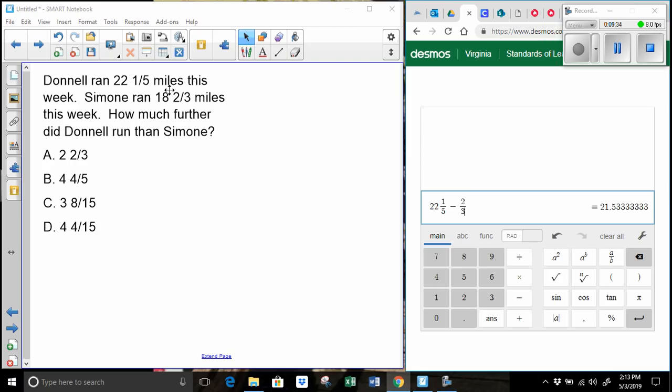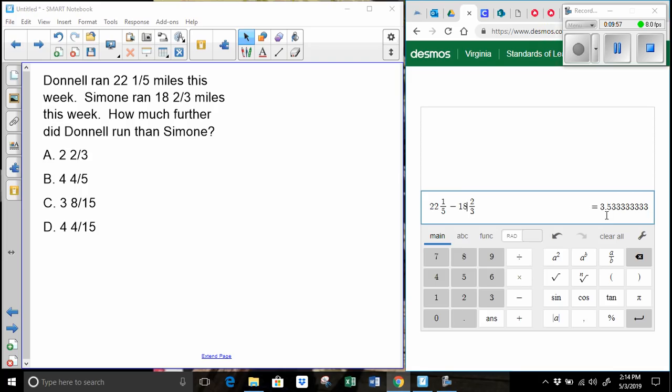2/3, and our whole number was 18, so I'm going to type the 18 in front of that. So now I have 22 and 1/5 minus 18 and 2/3. And if you notice, it gives us a decimal answer. Now, all of these answer choices are not in decimal form. They are in fraction form, but we can utilize this decimal form to help us figure it out.